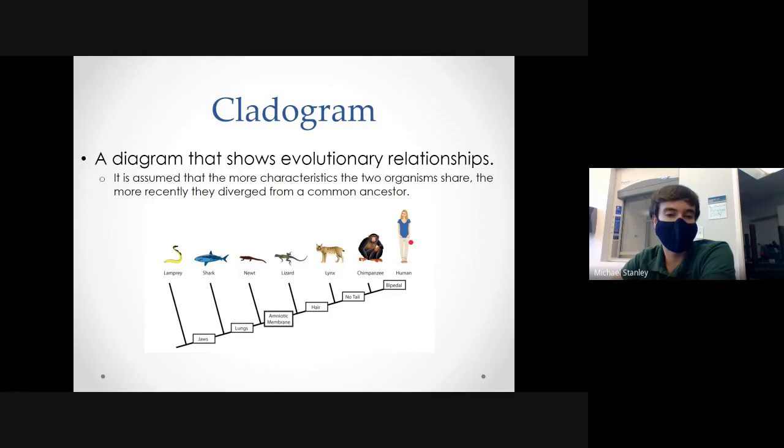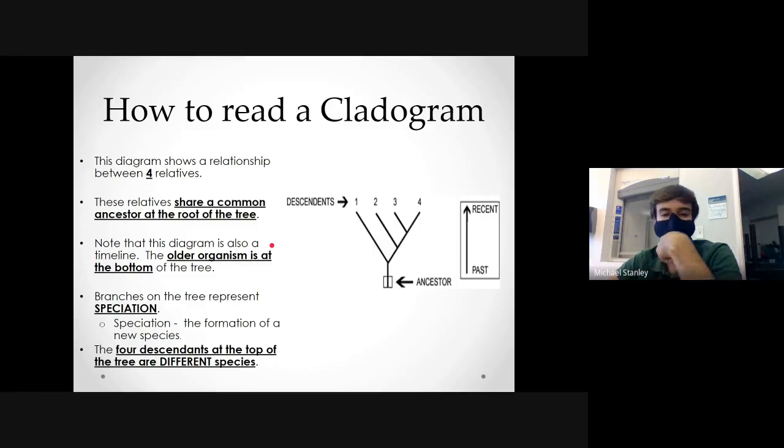So for example, humans and sharks have a common ancestor from hundreds and hundreds of millions of years ago. But humans and chimpanzees probably have a common ancestor from only 2 or 3 million years ago. So by organizing these different animals or plants based on traits that they share, we can see who is more closely related to who.